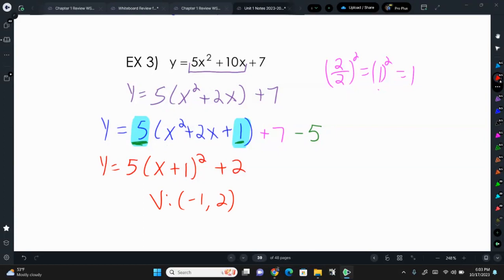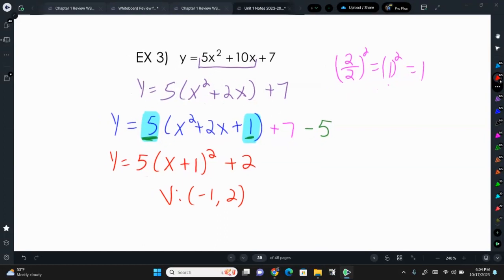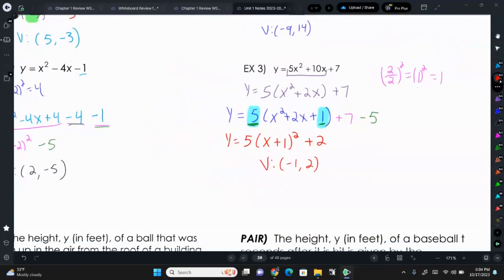So you're not going to encounter many this year that have an a value that's not 1, because you may just want to use a different method in that case for completing the square, because remembering to multiply that by that factored number can be confusing.